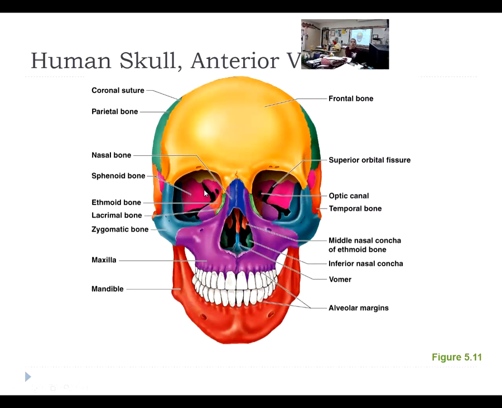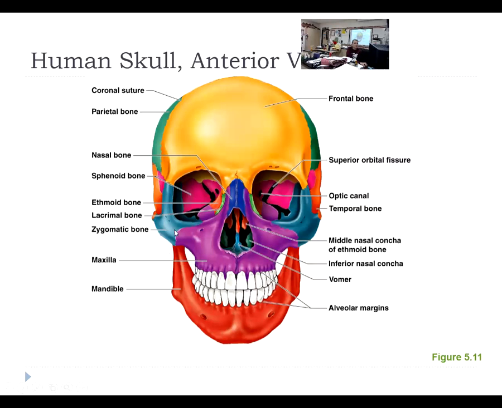Sphenoid bone is right behind the eye sockets. On this one, you can see it's green. Sphenoid bone is kind of all over the place. You can see it from all angles. But the sphenoid bone is directly behind the eye socket. Ethmoid is really easy, much easier to see from the side than it is from here, but you can kind of see it. On here, the ethmoid bone is yellow on my skull that I've got here in my room.